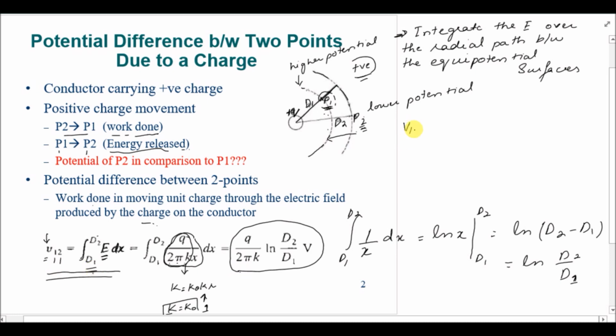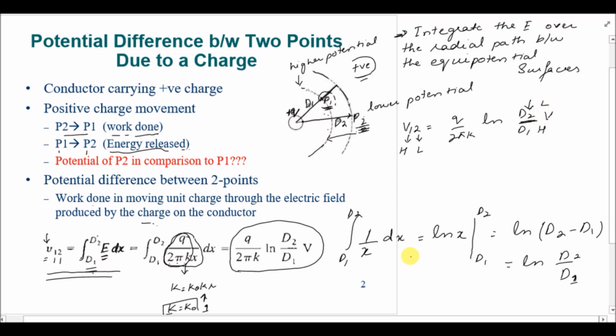So if we have a closer look at this voltage value V12, that is q over 2 pi k ln d2 over d1, there is one thing to remember. This point 1 is actually at higher potential and this point 2 is actually at lower potential. And in this formula, d2 is the distance from the charge to point 2, which is the low potential point. So in the numerator we have the low potential distance, and in the denominator we have the high potential distance.